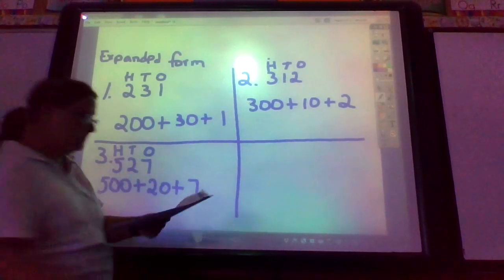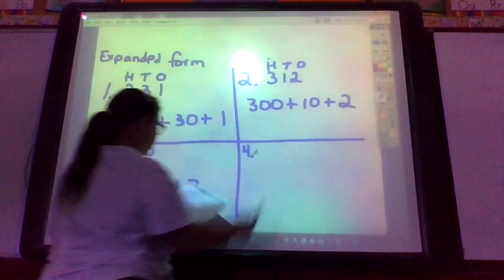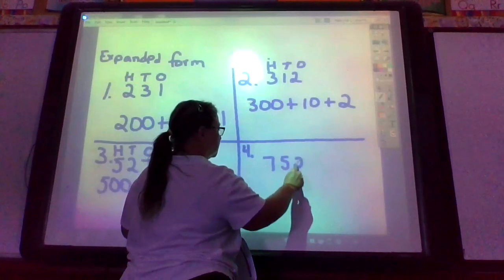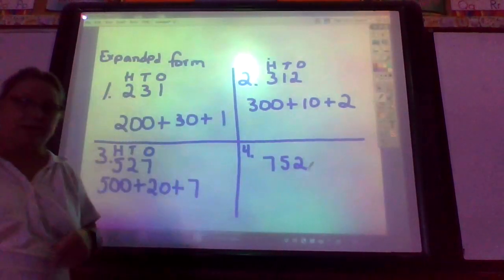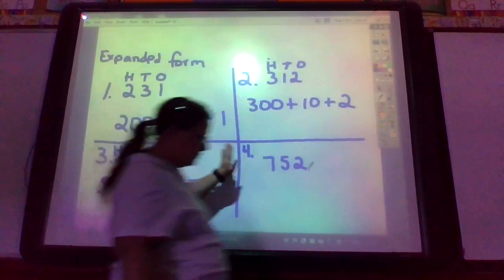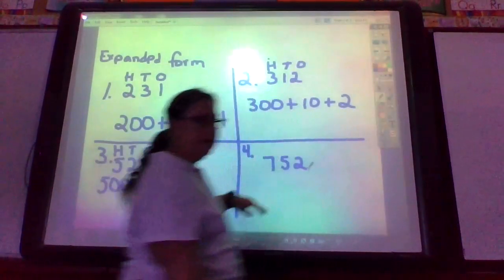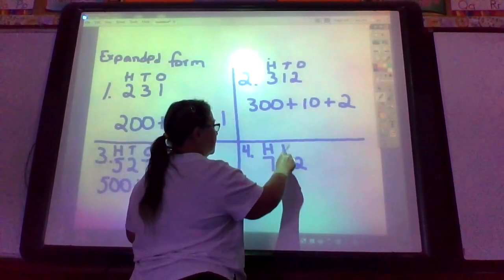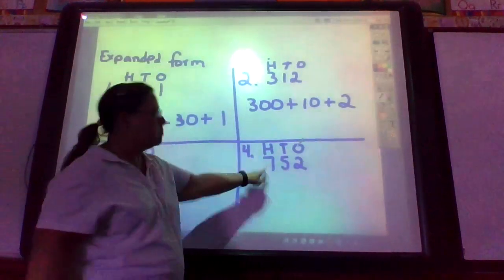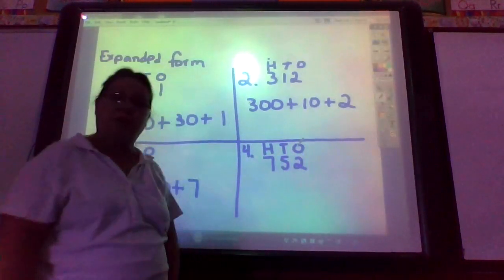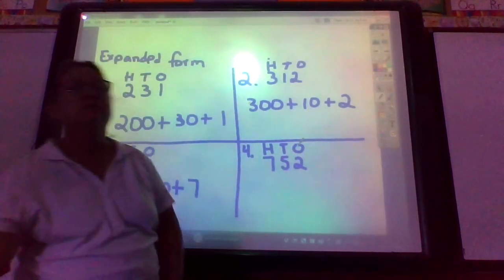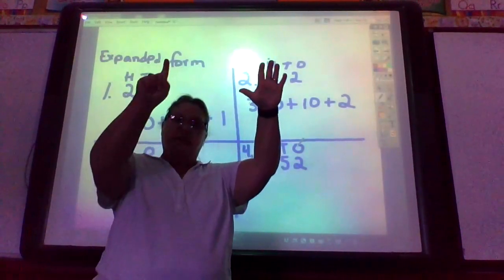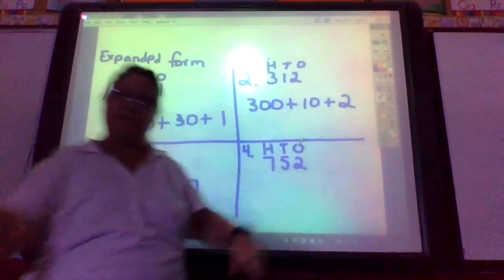Let's do another one. Let's do number 4. 752. Okay, we're going to label them. We're going to read from left to right. We're going to put down hundreds, tens, and ones, left to right. How many hundreds do I have? I have 7. 100, 200, 300, 400, 500, 600, 700. I have 700.